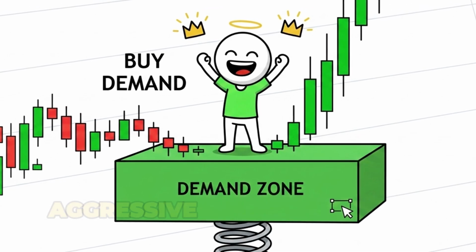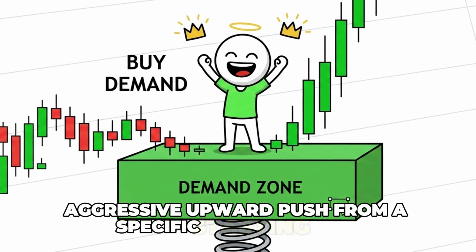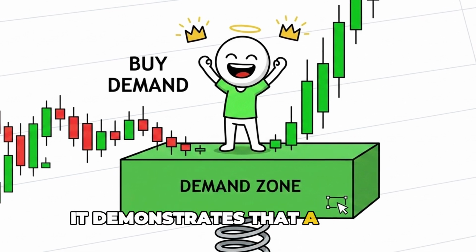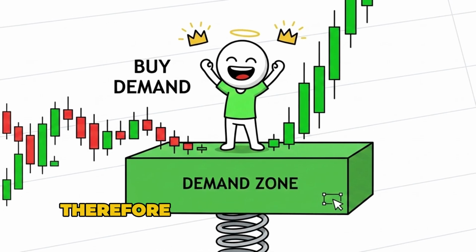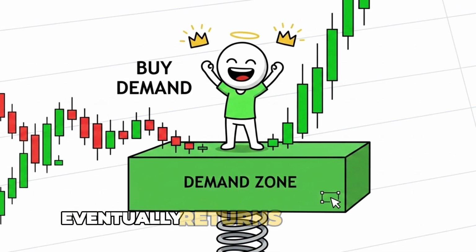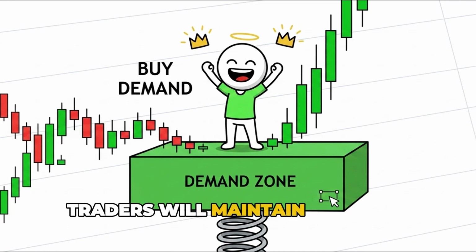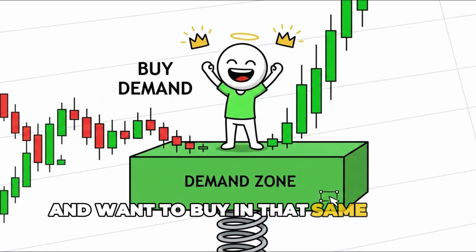The logic behind buying from a demand zone is simple. If we see a large, aggressive upward push from a specific starting point, it demonstrates that a massive number of people wanted to buy at that price. Therefore, we can assume that if price eventually returns to that area, traders will maintain the same mindset and want to buy in that same zone again.